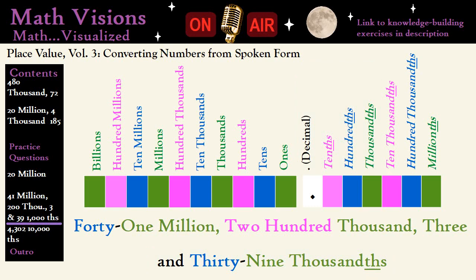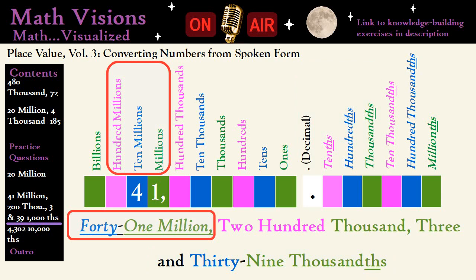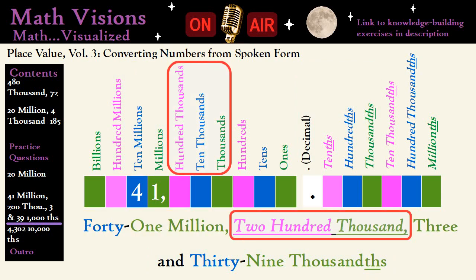If you said write 41, comma, for 41 million, that's correct. Next, we have 200,000. If you said write 200, comma, after 41, that's correct. We do not need any placeholder zeros between 41 and 200, since 200 is a triple digit number.